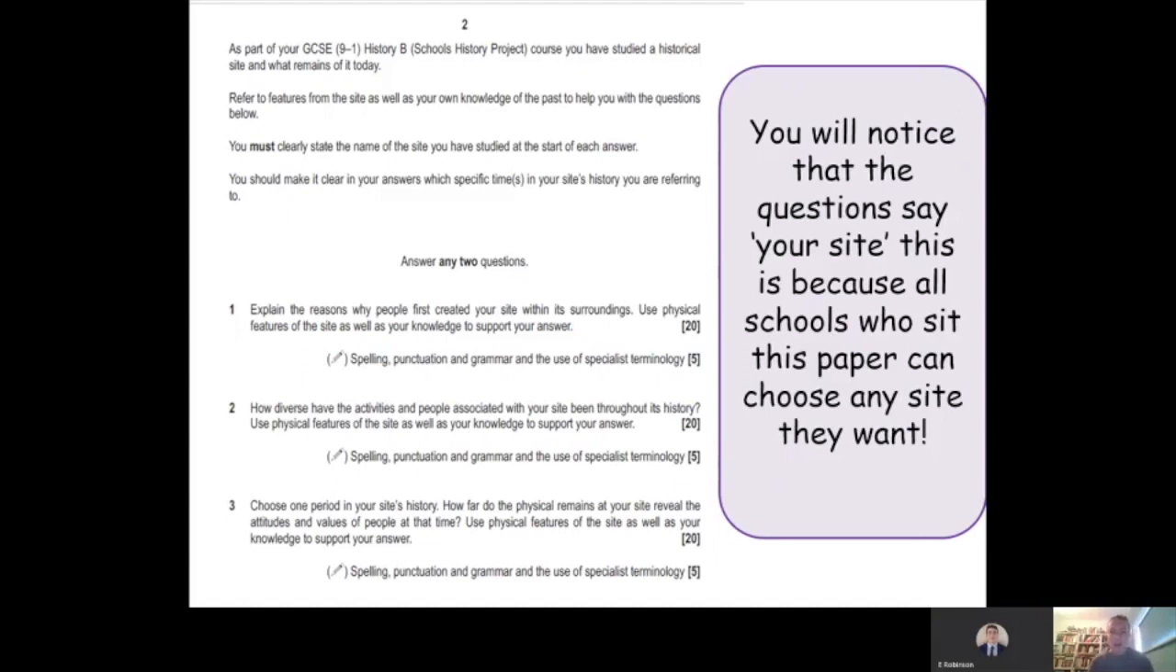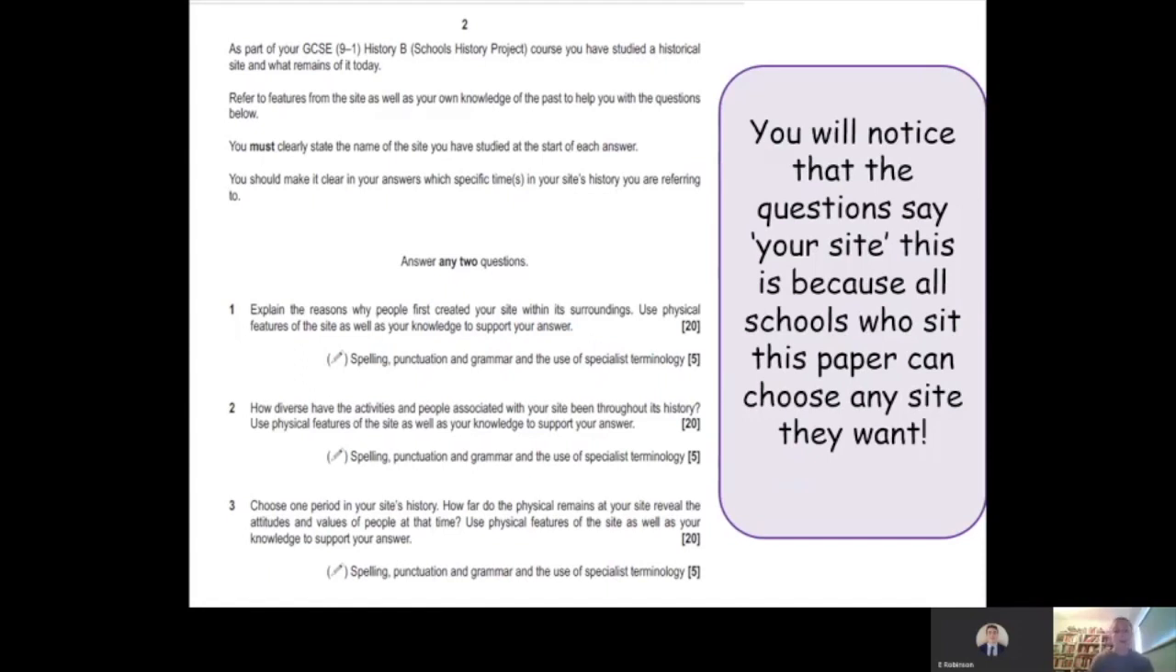Now, if you have a look at the questions, you'll see that it says your site. This is because all schools who sit this paper can choose any site that they want. So the same paper gets sent out to everybody at the same time, but you'll get people writing about the Tower of London, or you'll get people writing about the town of Bath. It depends what they've done. If you have a look at the questions, they look quite wordy. Actually, they're not that bad. Like I said, this is usually a paper where people do the best.